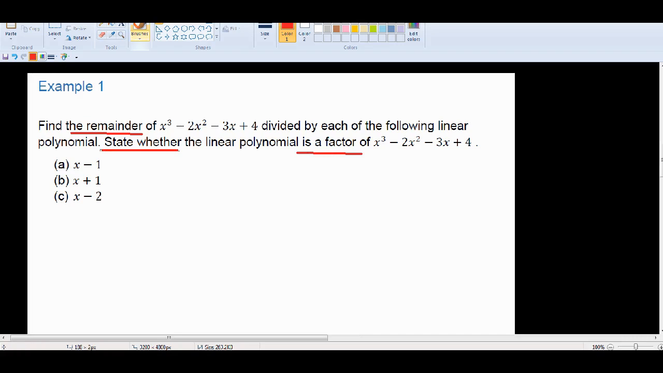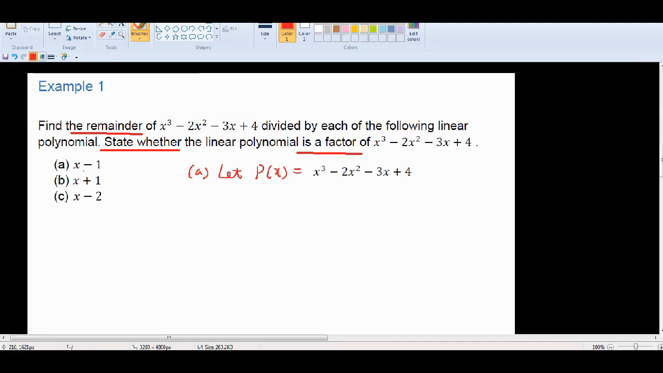Right. How could we find the remainder? We must use remainder theorem. Before we use remainder theorem, let P(x) equal the given polynomial. Okay, we'll treat this polynomial as a dividend.